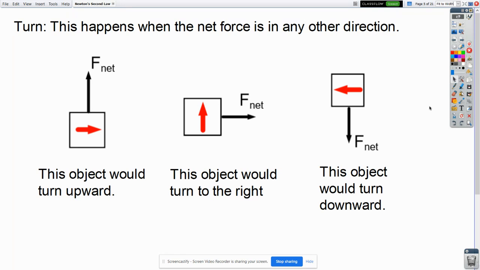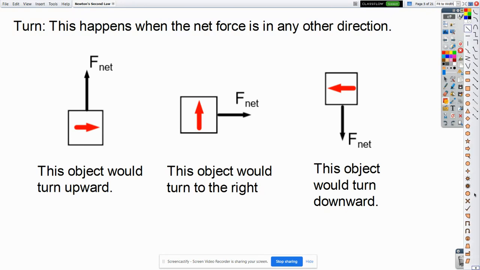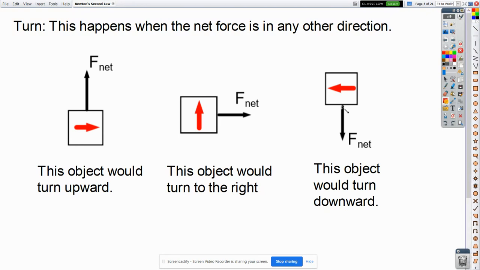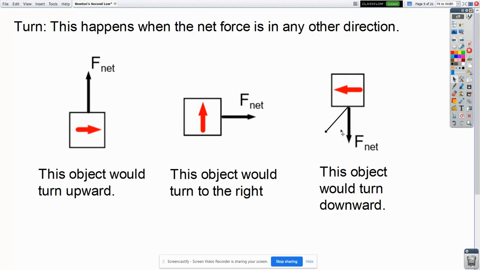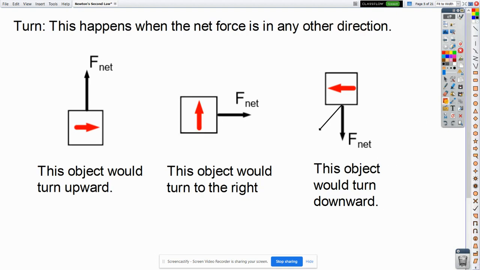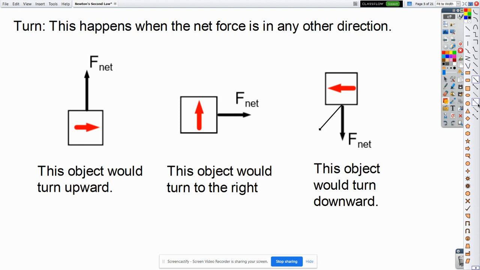If that force had come in at an angle, say something like this, the object would still turn downward because there's still a downward component to that motion, but there is also a forward component to that motion in which it would speed up. You'd have to think a lot about the way you did component vectors to be able to figure out what it's going to do.